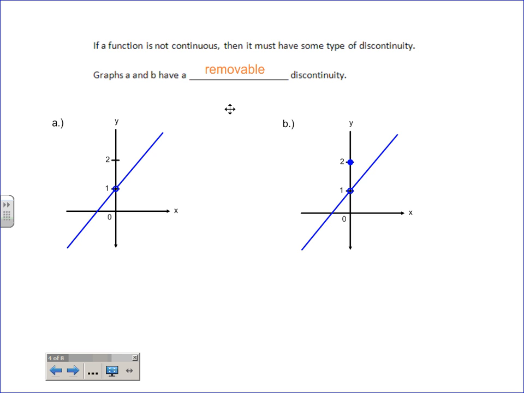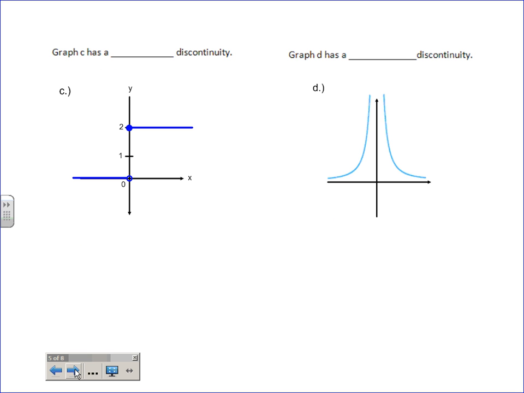What's next? Just graph C here has, and we just had one of these in the last example, didn't we? It was going along just fine, and then all of a sudden went somewhere else. This is a jump discontinuity. No fair looking in the book.